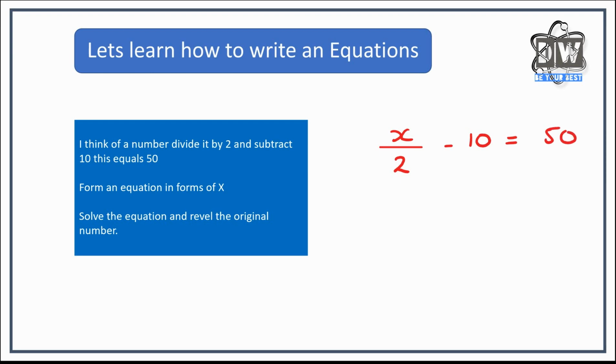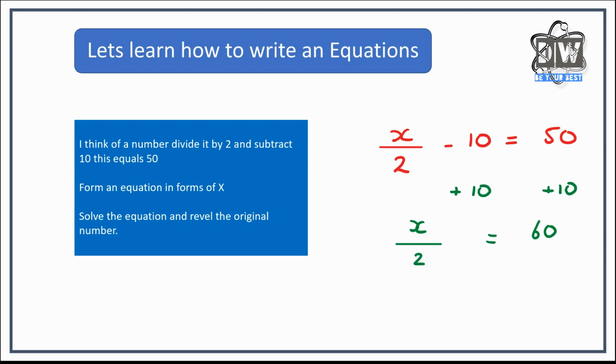So just do the exact opposite each time. So I've got my first mark for form an equation in the forms of x. So I'm going to add 10 to both sides, which gives me x over 2 equals 60.